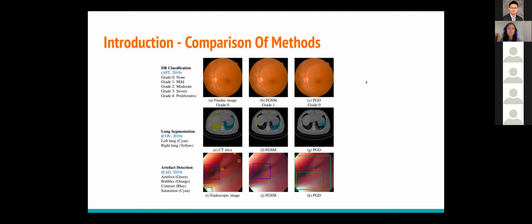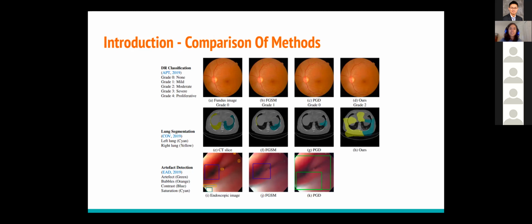The new method, however, performs each of these tasks with greater success than previous models. Here you can see the grade 2, which is better than either of the other perturbations. This one's kind of funny where it segments everything as a lung except for the actual lungs. And then lastly, even on the object detection, it shows great success with confusing the model.